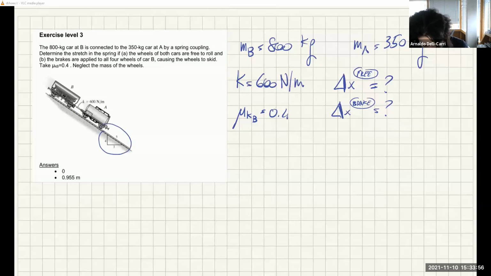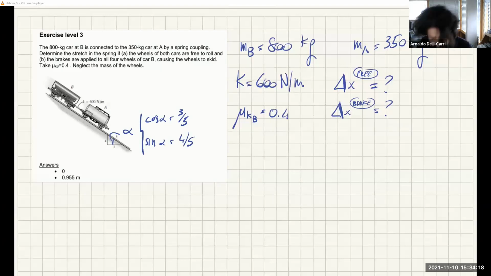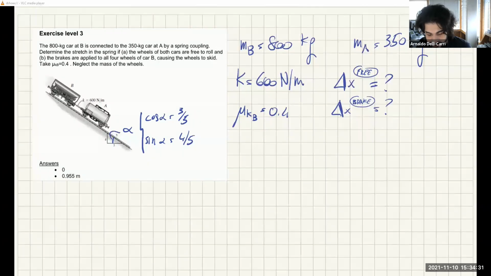We also know that this is a 3-4-5 triangle. So let's take this angle alpha. And we know that the cosine of alpha is 3/5, and the sine of alpha is 4/5. So this makes our equations a bit easier. Okay, so let's see what happens if both of these are rolling down freely.